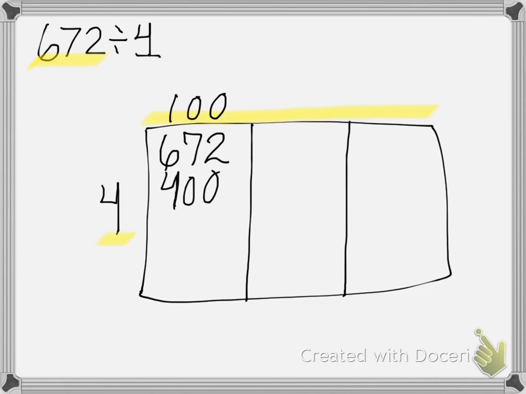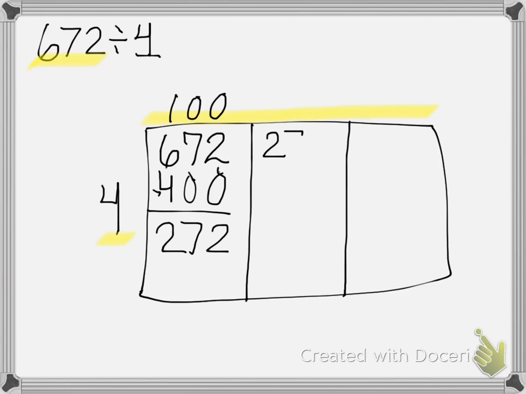That doesn't look very good. Let me erase. In math, you want it to look neat so you don't get confused. Let me try that again. So I'm going to do 400. So I have an area: 4 by 100 is 400. I've taken care of that much. So I need to subtract and see how much is left in my area model. So I have 272. Now I'm thinking tens.